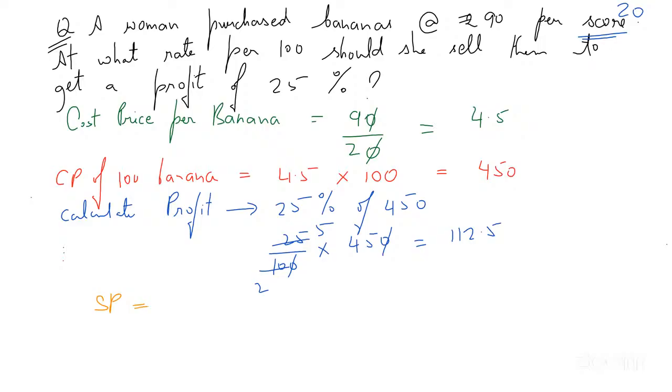Then the next step is we find the selling price. Selling price, SP, equals cost price plus profit. Cost price is how much? Cost price is 450. 450 plus 112.5 equals 562.5. 562.5 is my selling price. Okay, understood now? Yes, ma'am. Joshua, write this down. Abraham, understood? Yes, ma'am.